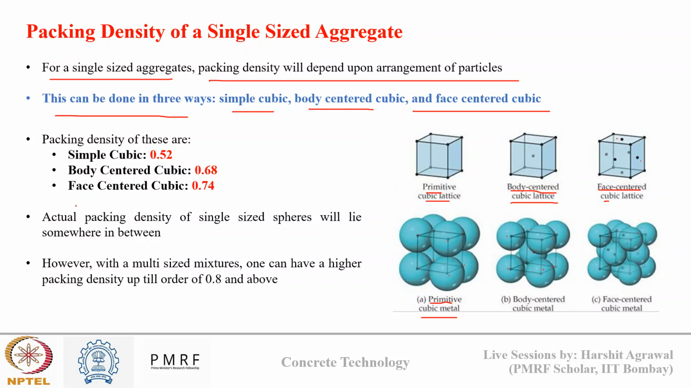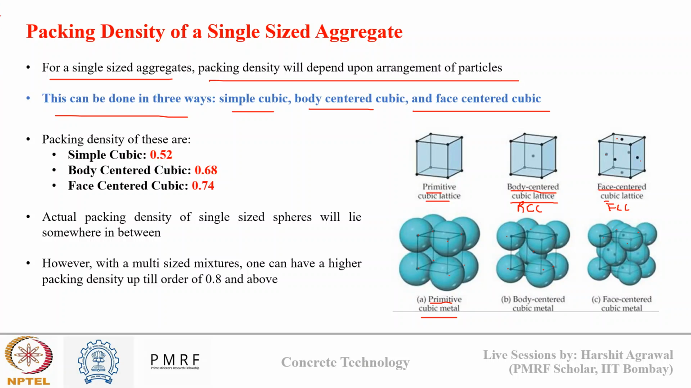Now, how will it affect the packing density? You can clearly see from the image, this is known as FCC in short form, this is known as BCC, and this is just simple cubic. So FCC will have the highest packing density, then there will be BCC, and then there will be simple cubic.